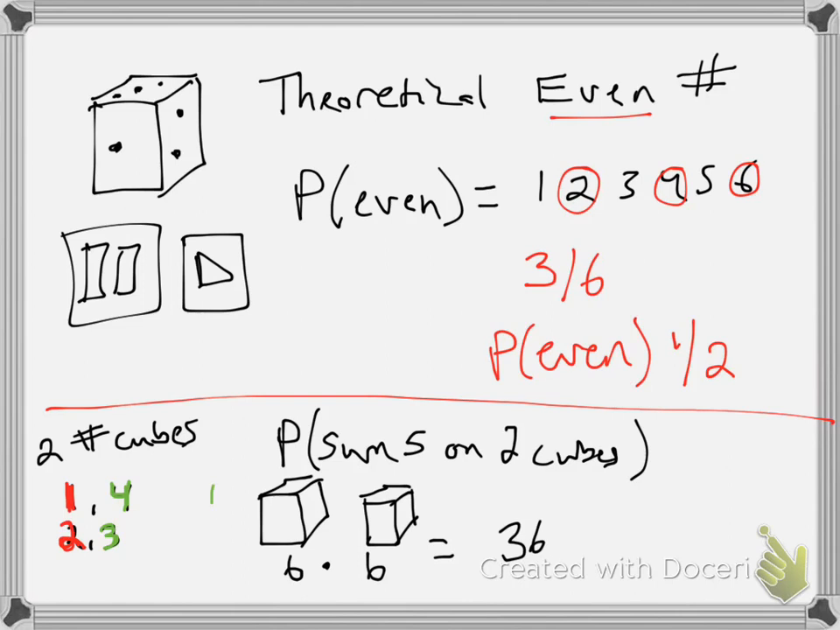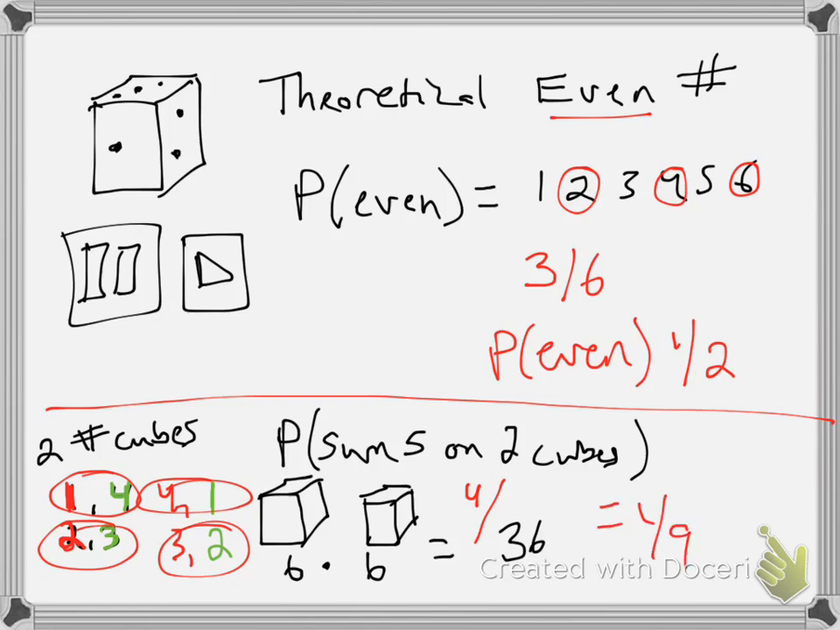I could turn around and roll a 1 or a 2 on the second die with a 3 or a 4. And so that's a different outcome because the first die had 1, 2, 3, and 4, and the second die had 1, 2, 3, and 4. And so there are 4 possible outcomes to get a sum of 5 out of those 36. And so once I simplify that, I get 1/9.